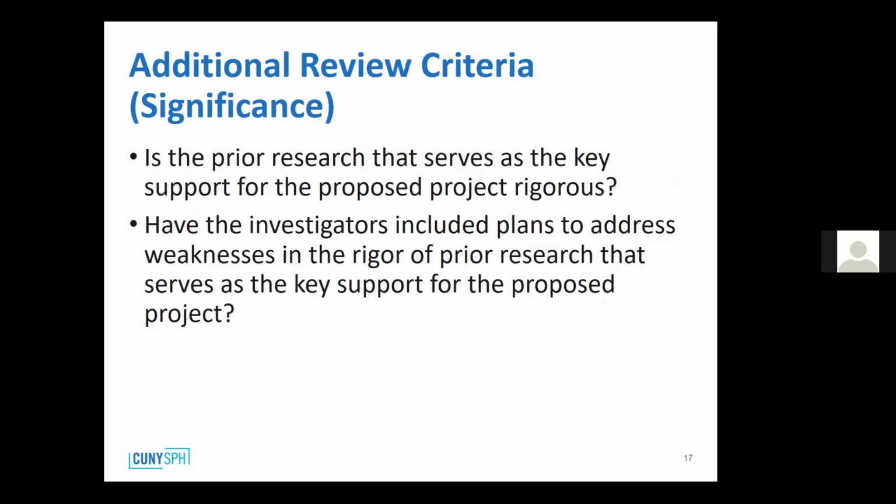Two additional review criteria in the portion of the significance section address rigor. Is the prior research that serves as the key support for the proposed project rigorous? And have investigators included plans to address weaknesses in the rigor of prior research that serves as the key support for the proposed project?